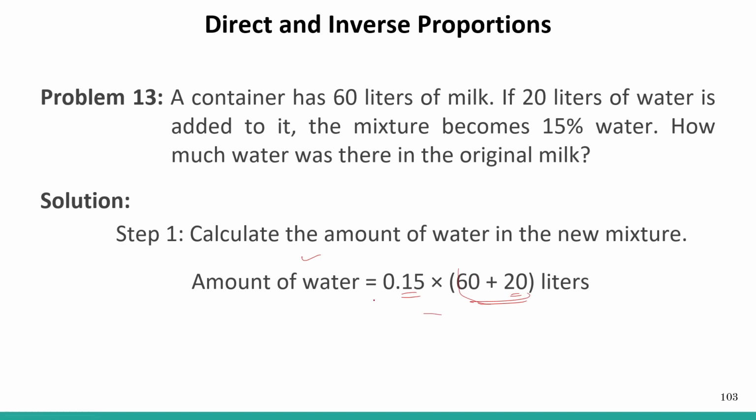Because the new mixture has 15% water, the new mixture has this quantity, and 15% of it will be what? So 15 by 100 into 80, right? 60 plus 20 is equal to 80. So let's cancel the zeros, and it is nothing but 3 by 4 into 4, sorry, this will be 3 into 4, that is equal to 12 liters is what it will have.